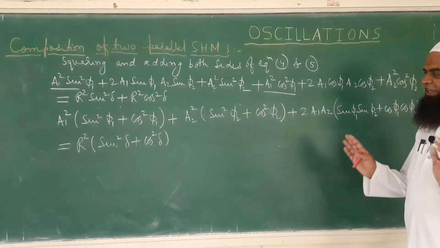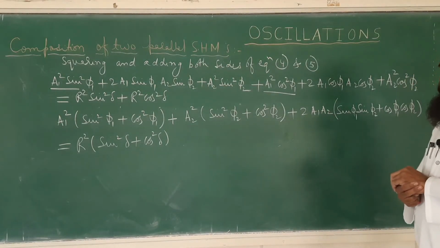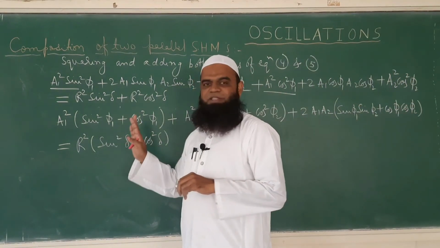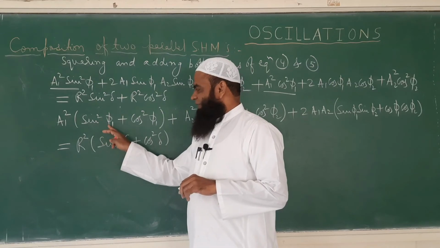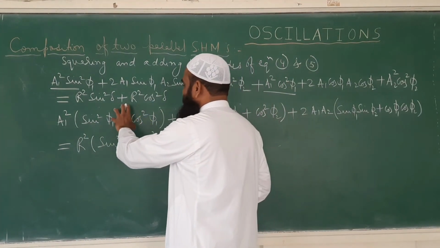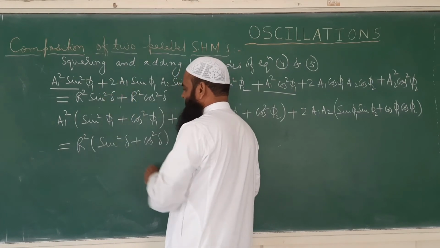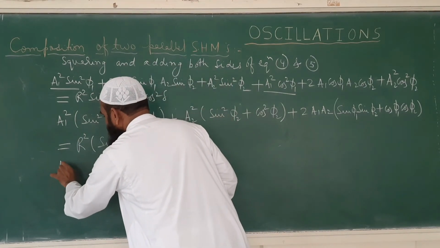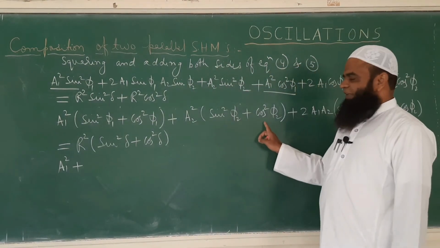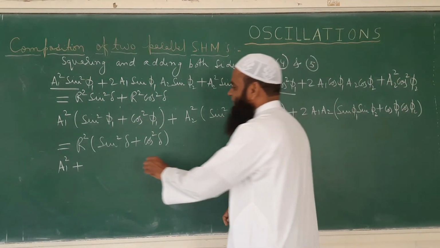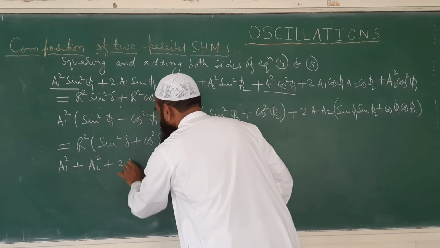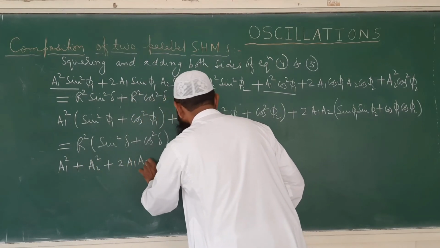Now we can further reduce this equation by using the trigonometric relation sin square theta plus cos square theta is equal to 1. As in place of theta we have phi 1, the angle is the same, so this complete bracket will be replaced by 1. So what will we get? a1 square into 1, that means a1 square. Again here sin square phi 2 plus cos square phi 2 will become 1. So a2 square plus 2a1 a2 as it is.